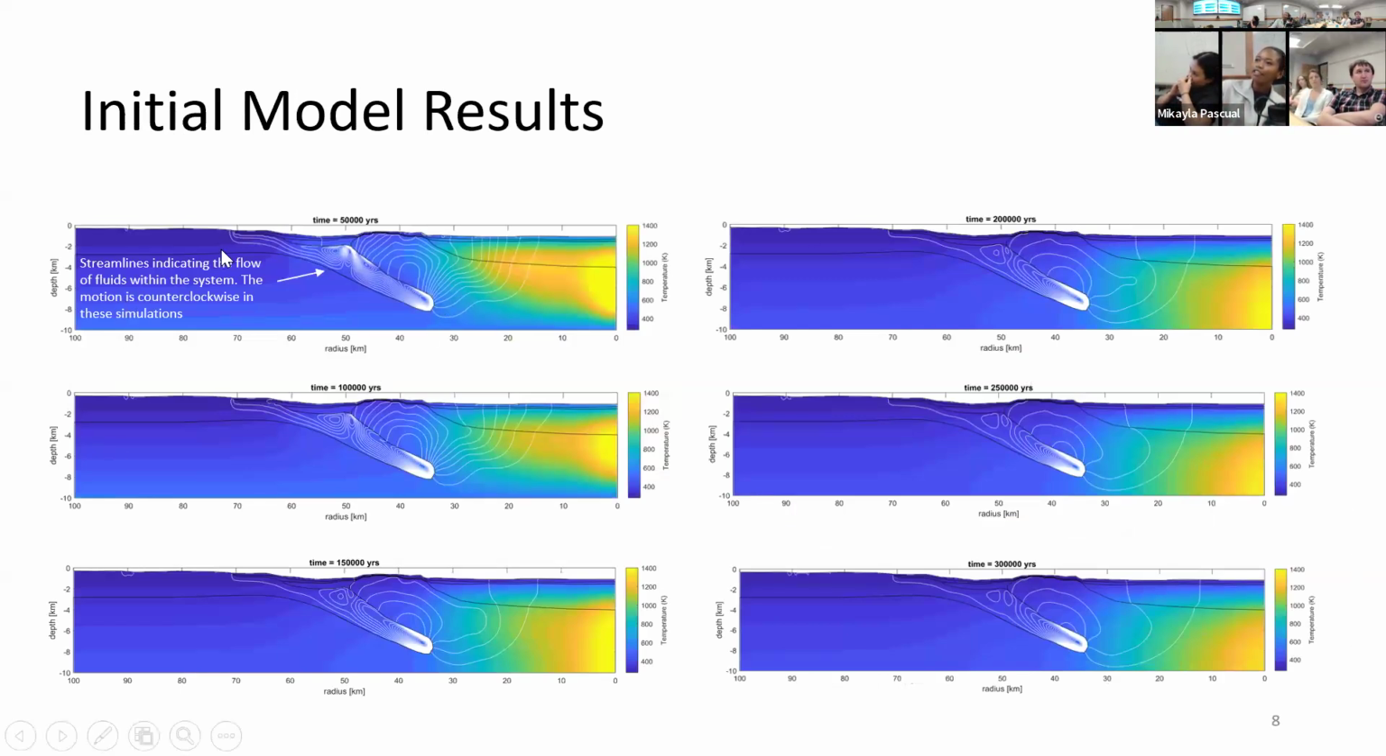So the white lines here are streamlines indicating fluid flow, and in this case, they're going in an anti-clockwise direction. An interesting thing that we saw is that these pre-impact sediments, because they've been thrust downward, act as a conduit for fluid flow that distributes fluid from the surface and brings it down to depth, and then redistributes it throughout the peak ring granite.